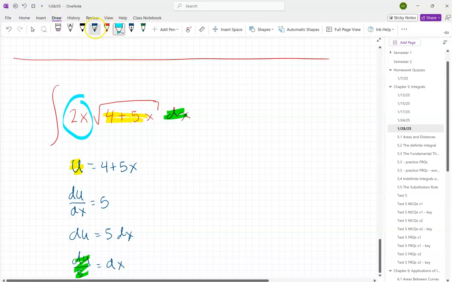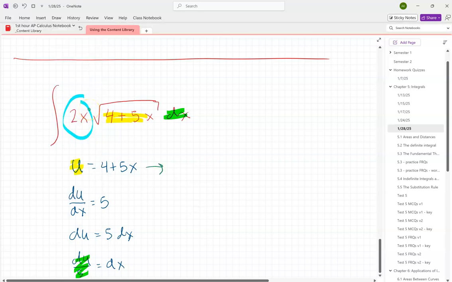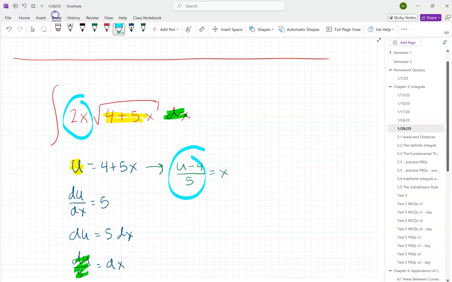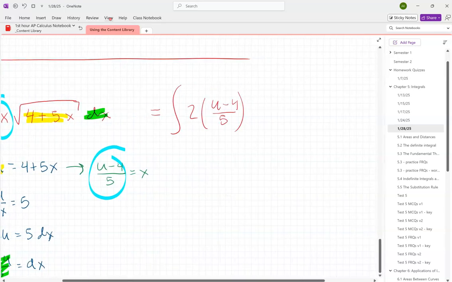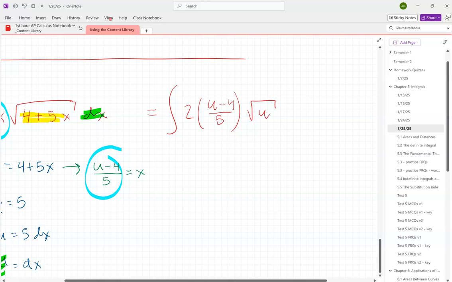The trick to deal with this x is I'm going to make a second substitution. I'm going to rearrange this equation for u so that it's in terms of only x, and then make a second substitution. So if I solve this for x, I'd have u minus 4 divided by 5. And now I have my substitution for x, and everything is in terms of u's. Is everybody okay with the substitutions?